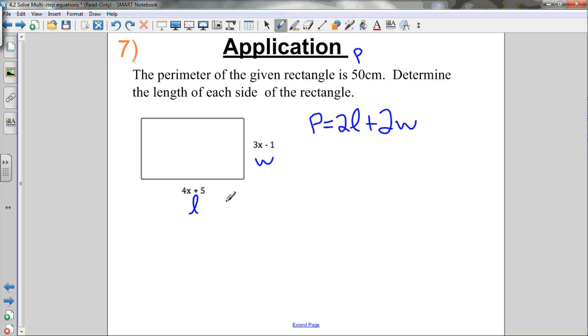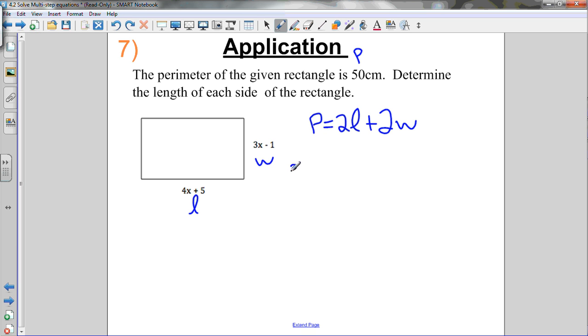Okay? I know the length is 4x plus 5, so if I figure out what x is equal to, I will be able to figure out what the length actually is. And follow the similar reasoning to figure out what the width is as well. So let's plug in everything we know into this equation for the perimeter of a rectangle.